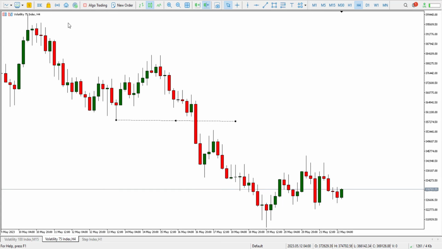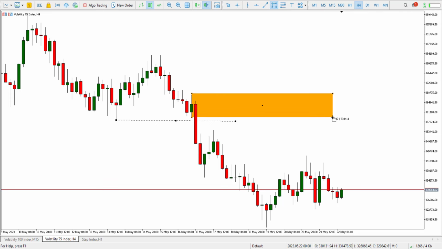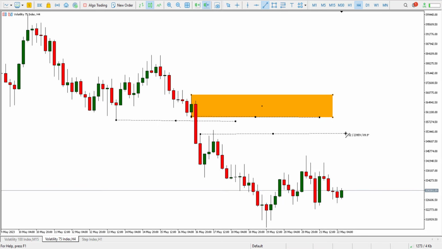Okay, a break of structure. Now you're aligning your higher time frame with the lower time frame. Okay, this is a break of structure. This is an order block right here. An order block right here. Okay, and then a fair value gap right here. In between this line, a fair value gap here too. Right here. So as price comes back to this area, look at how price respected this fair value gap.